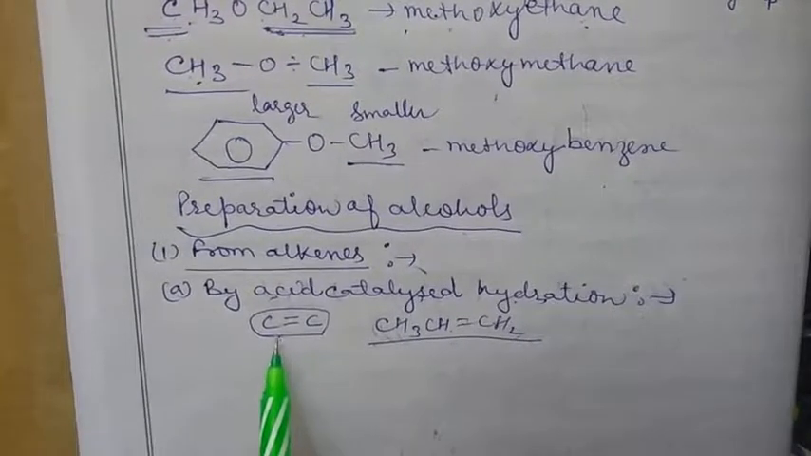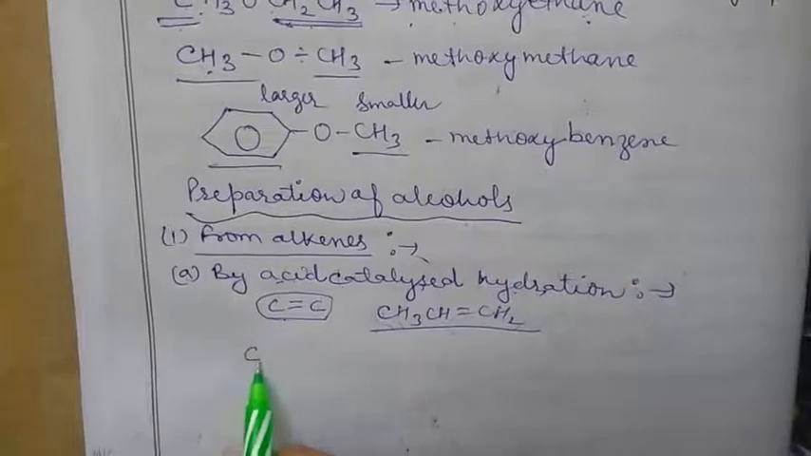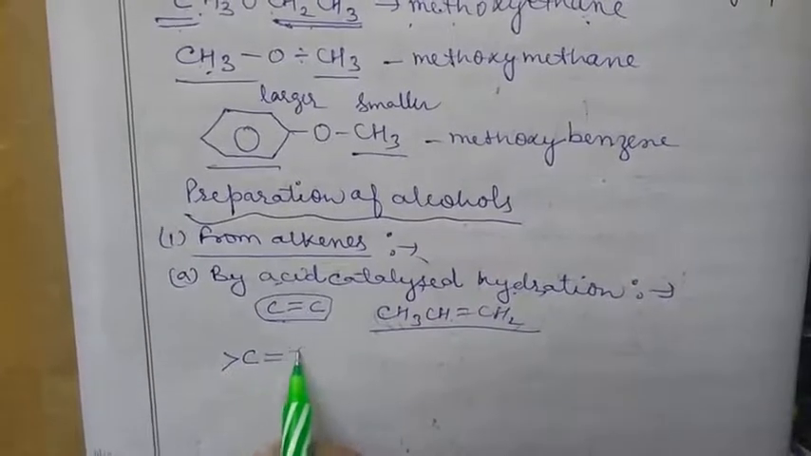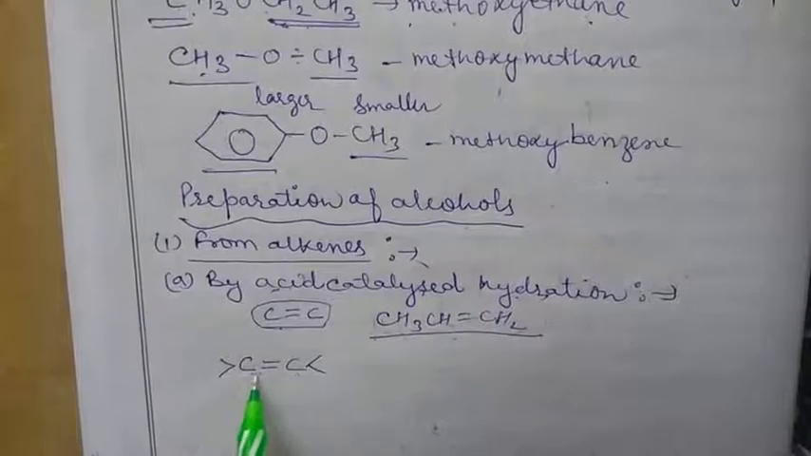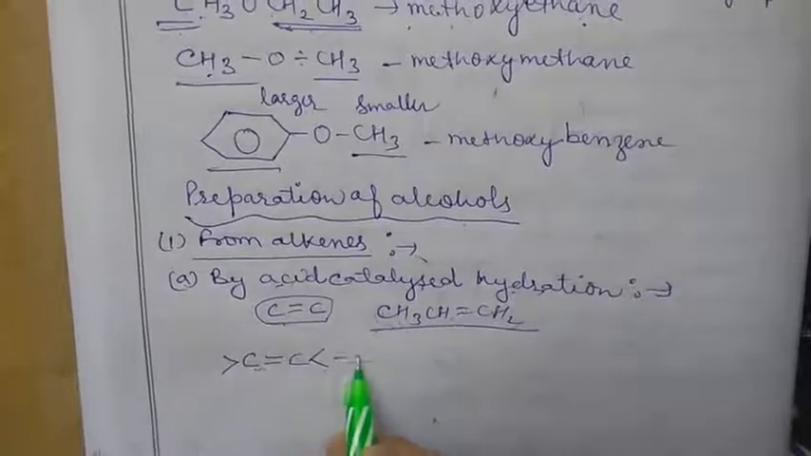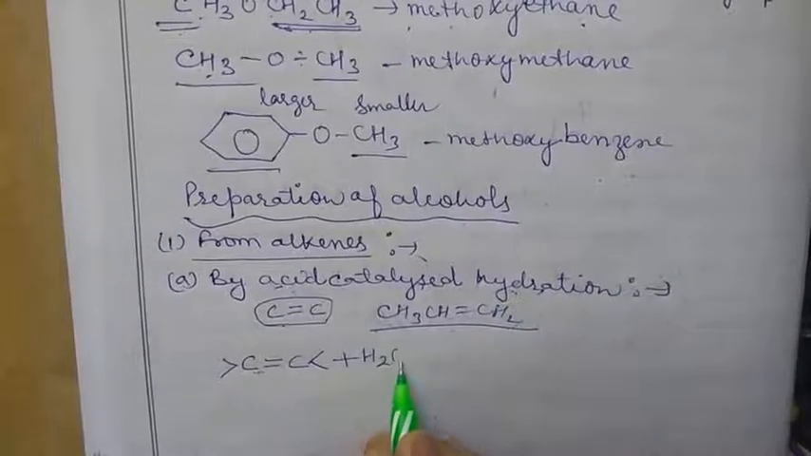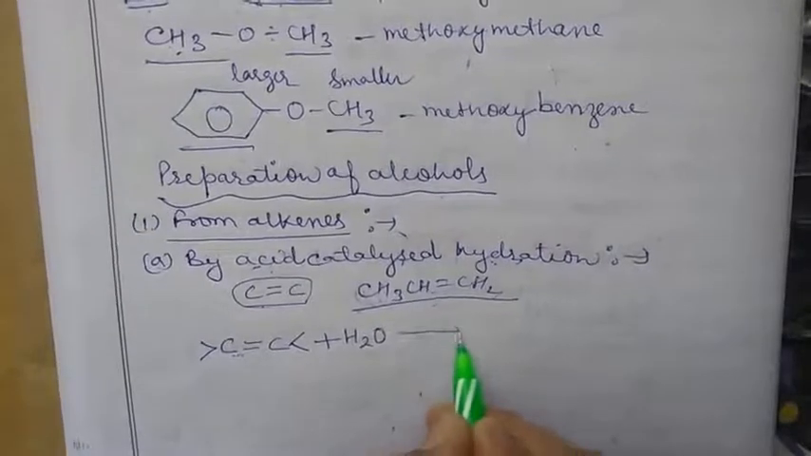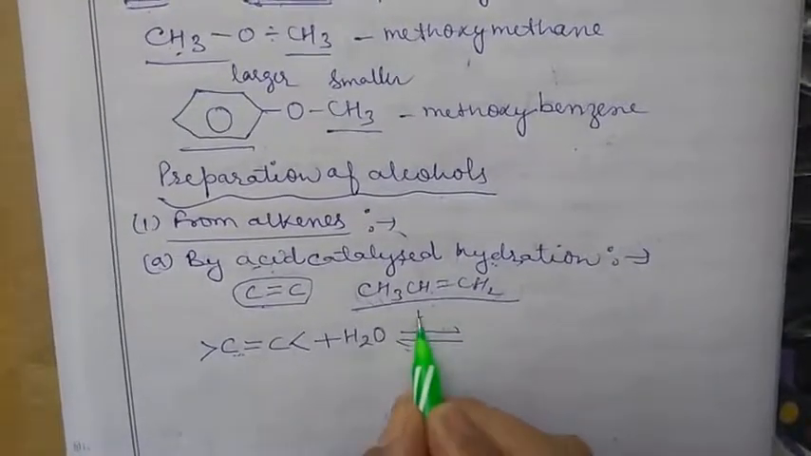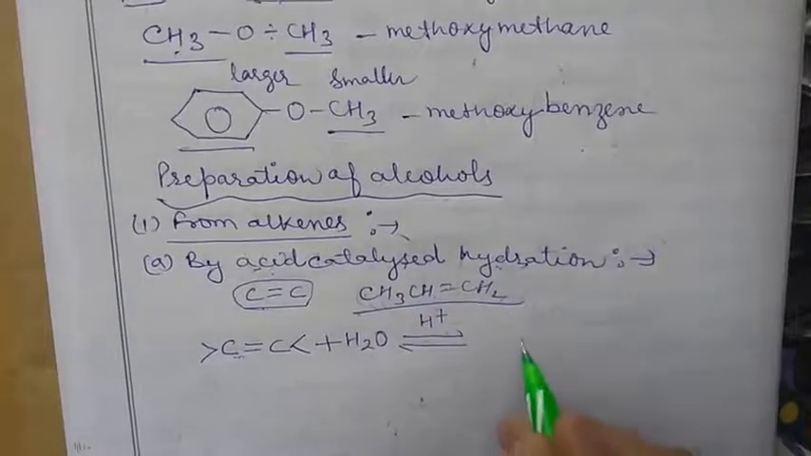This first example is the case of the symmetrical alkene. What happens in case of a symmetrical alkene? C double bond C. This is the alkene, this is ethene. Now what happens? Hydration takes place, hydration means addition of water. The word hydration is used for water. And this hydration takes place in presence of the acid.